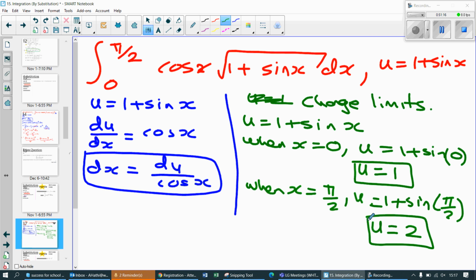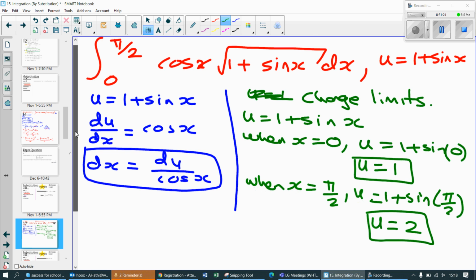Now we do exactly what we did, but we remember to change the limits as well. Okay? So it's the integral from 0 to pi by 2.